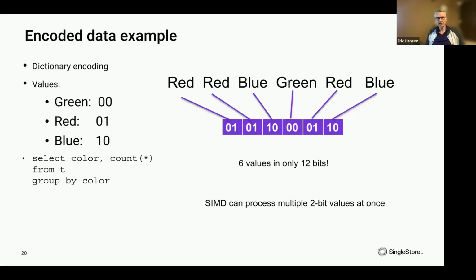Here's an illustration of operations on encoded data. Suppose you have 6 rows of data next to each other, and a certain column stores a string: red, then blue, then green, then red again, then blue. So there are 3 distinct values there. To represent 3 distinct values, it only takes 2 bits per value. Suppose green is 00, red is 01, blue is 10. For 6 rows of data, we can pack that into only 12 bits. So a query like select color, count star from T group by color can use operations on encoded data on this data representation to do incredibly fast processing. And I'm going to show an example of that.